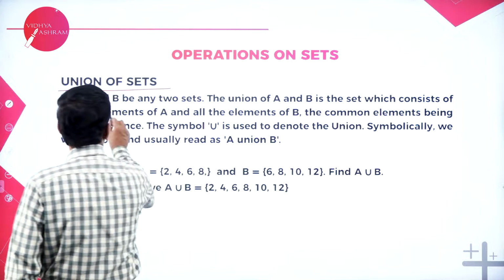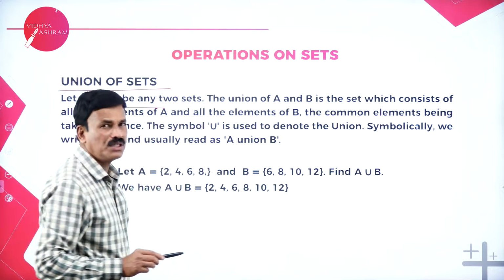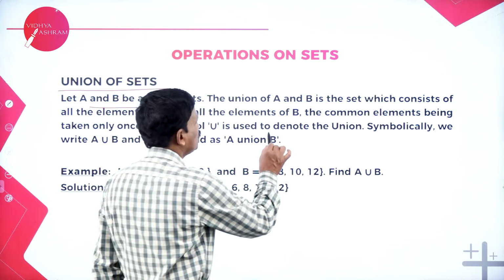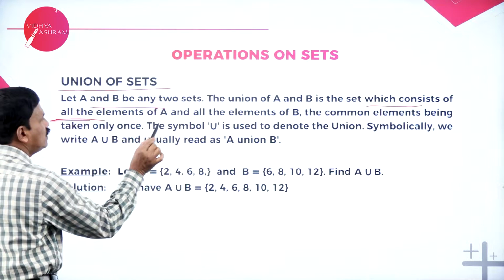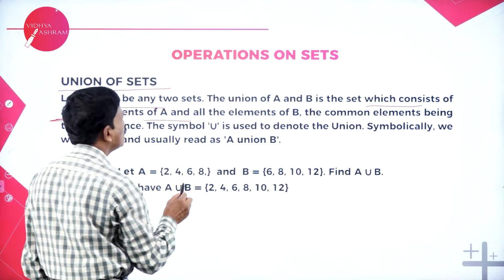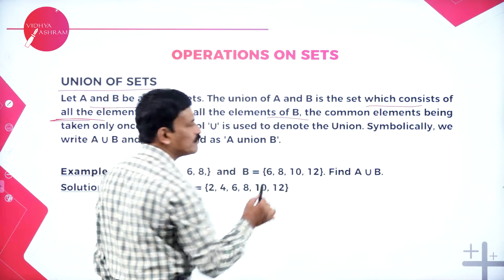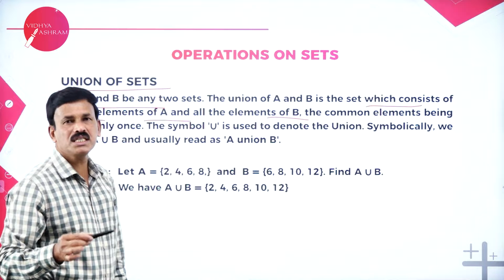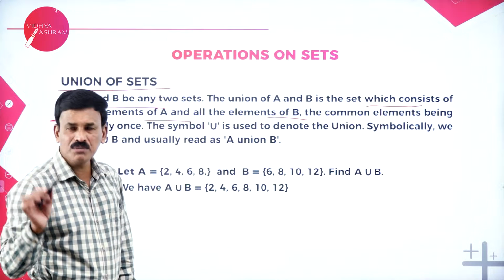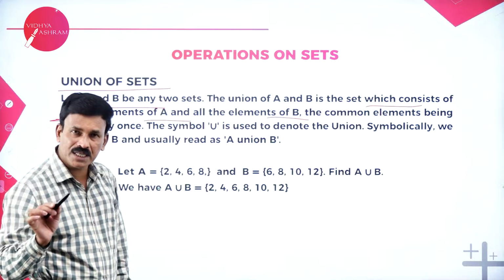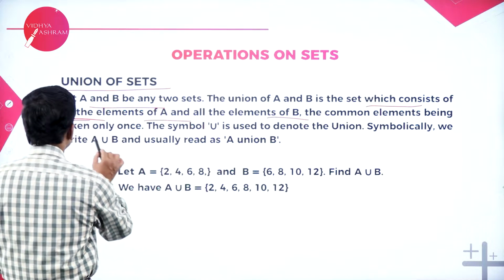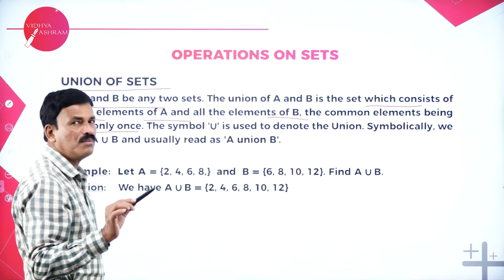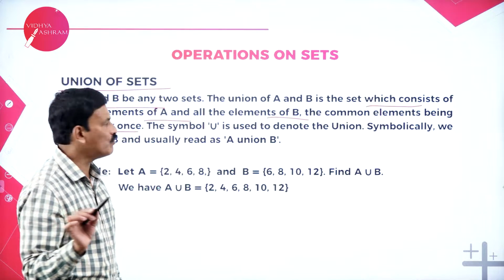Let A and B be any two sets. Then the union of A and B is the set which contains all the elements of A and all the elements of B. The union of two sets A and B is all the elements of the set A and all the elements of the set B, the common element being taken only once.